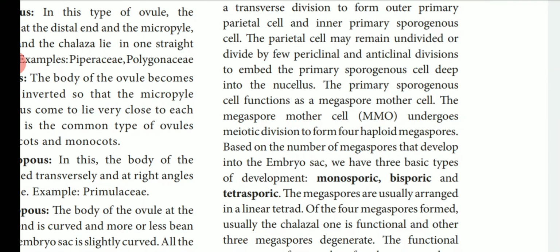Haploid means it has n number of chromosomes. Based on the number of megaspores that develop into the embryo sac, there are three basic types of development. One is monosporic, another one is bisporic, and the third one is tetrasporic. Usually the megaspores are in a tetrad, that is, 4.